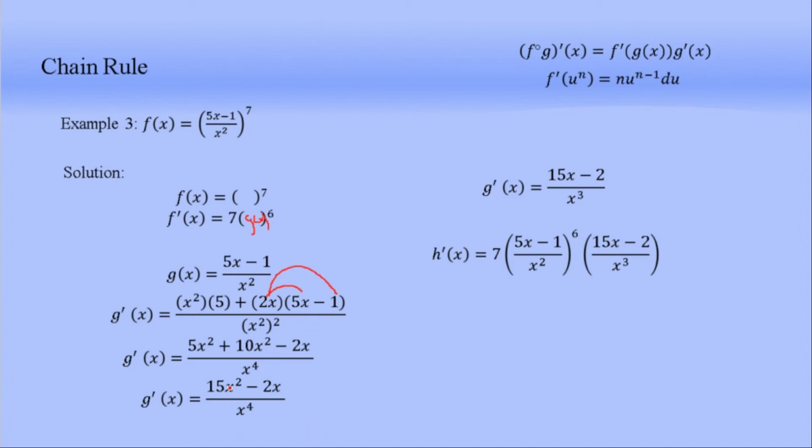So factoring out x from the numerator, and x raised to the 4th power becomes x cubed. So this is the derivative of g of x: 15x minus 2 over x cubed. Now we're just going to combine this. The derivative of the first function times the derivative of the second: 7 times (5x minus 1 over x squared) raised to the 6th power times (15x minus 2 over x cubed).